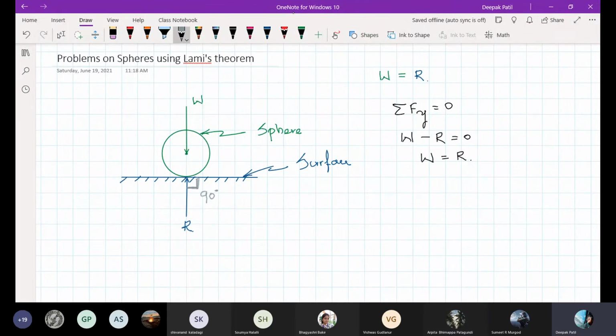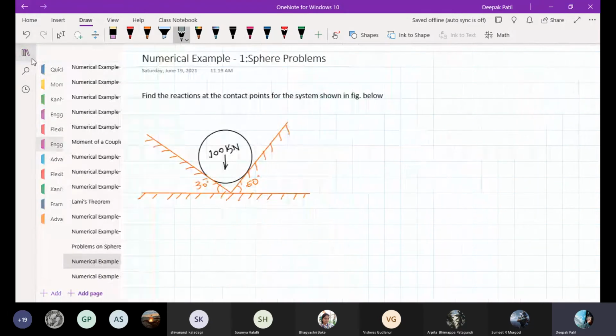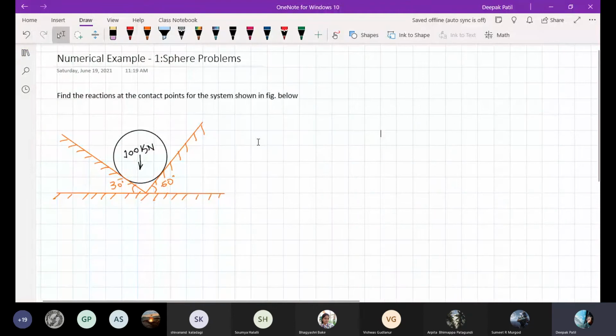Okay, so if you understand this much, then we can move ahead and solve one example on a sphere, and I will let you know how you can use Lami's theorem in this case also. Now this is one surface, this is one more surface, and this is one more surface. Assume that this sphere has been kept inside this box. This is one surface, this is one surface, and a sphere has been kept inside this.